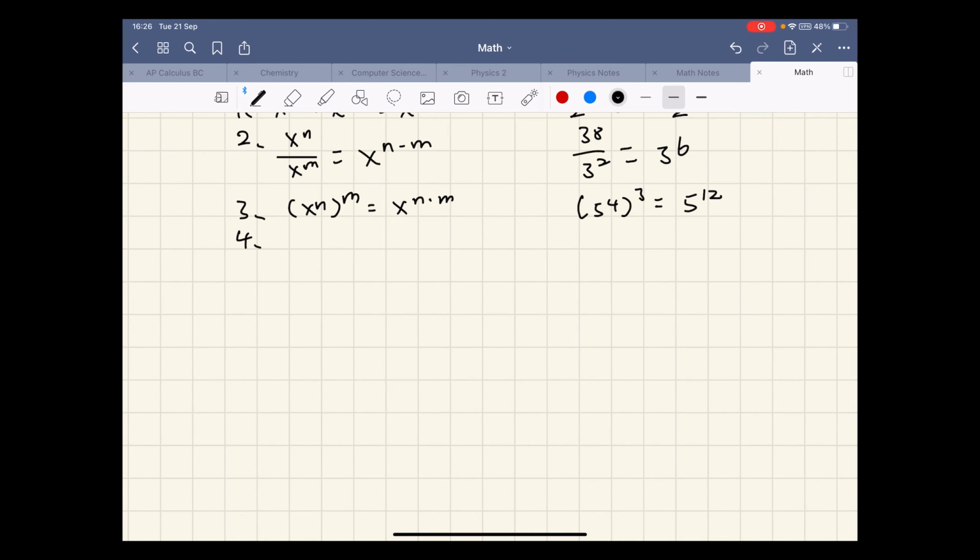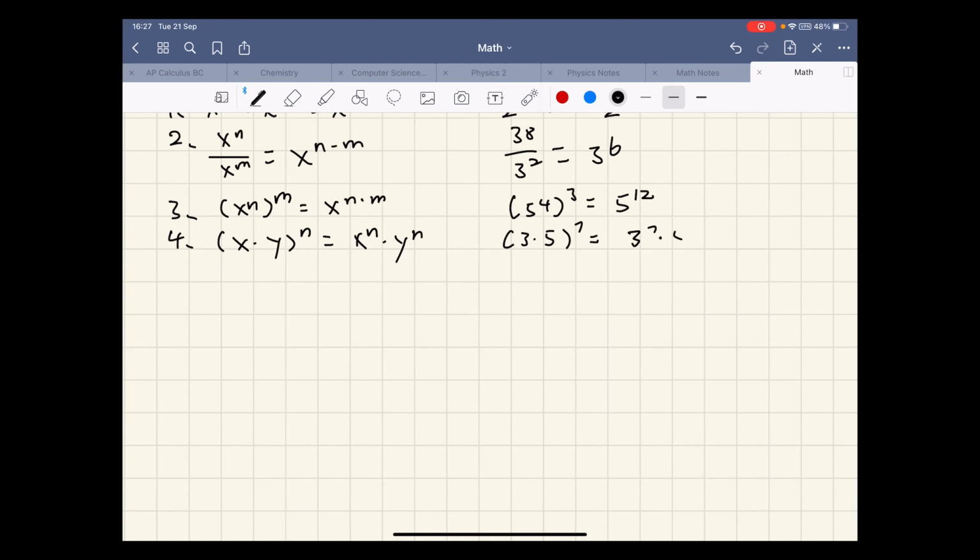Number 4, parenthesis x times y, to the power of n. This, you can just distribute the n to each of the constants and you get x to the power of n multiplied by y to the power of n. So for 3 times 5 to the power of 7, this will be 3 to the power of 7 times 5 to the power of 7.